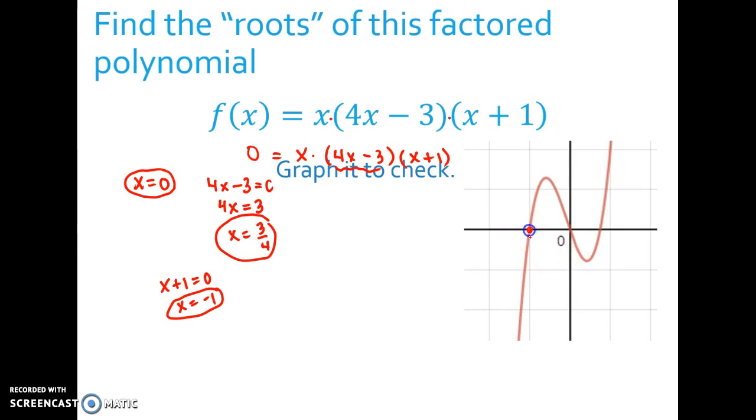Here's one of the roots. It happens at x equals negative 1. Here's another one. It happens at x equals 0. And here's that last one that happens at x equals 3/4. So if you have a factored polynomial, it's easy to find the roots of the polynomial.